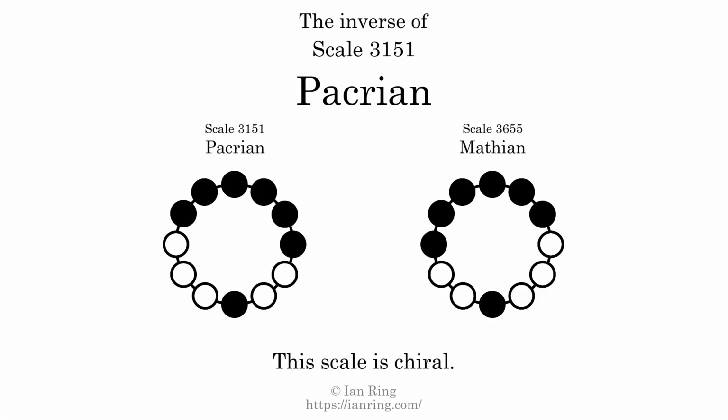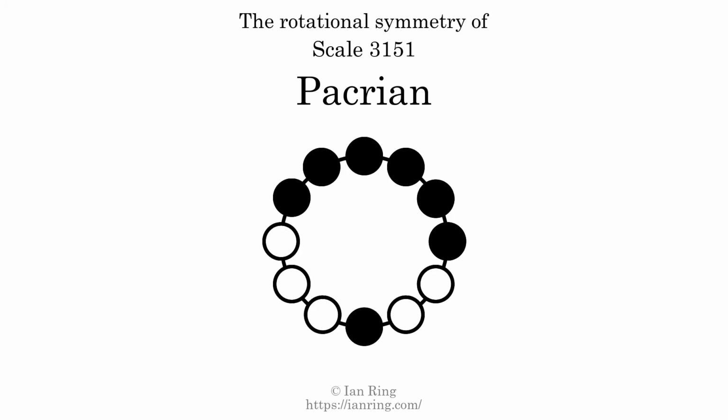The inverse of a scale is a mirror image. It is what you get when the sequence of intervals is reversed. The inverse of this scale is scale 3655, also known as Matthian. This scale is chiral. It cannot transform into its inverse by rotational transformation. This scale has no rotational symmetry.